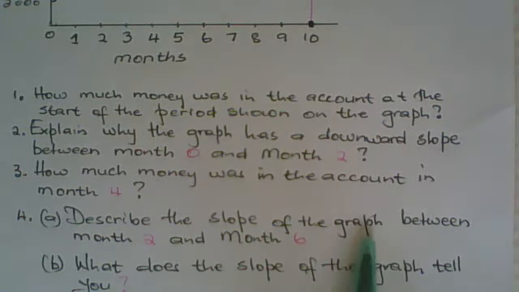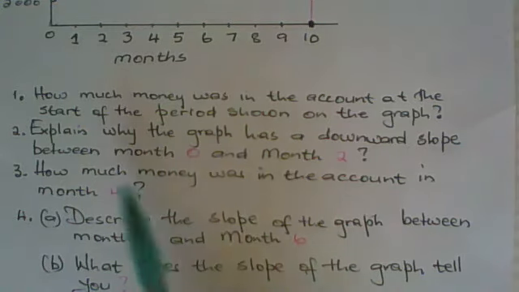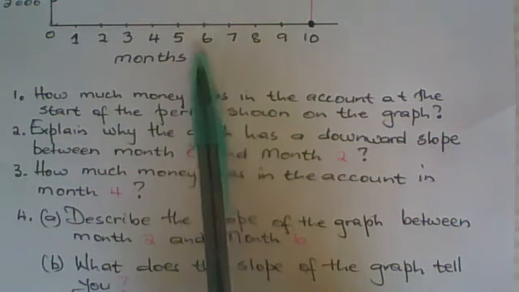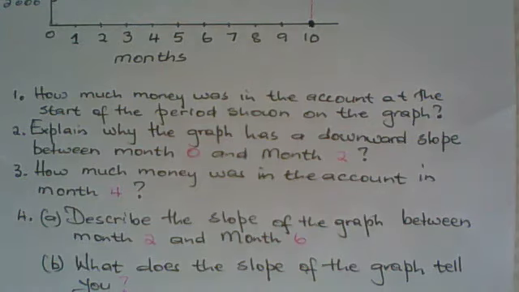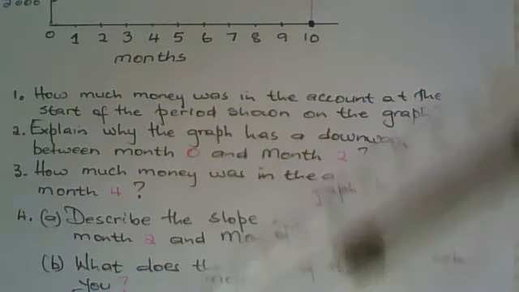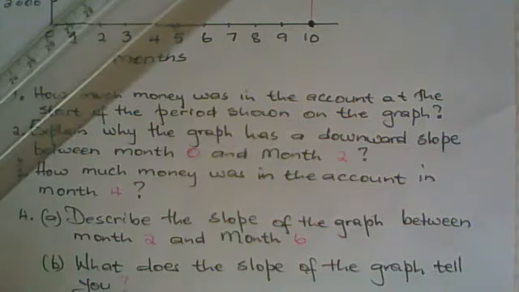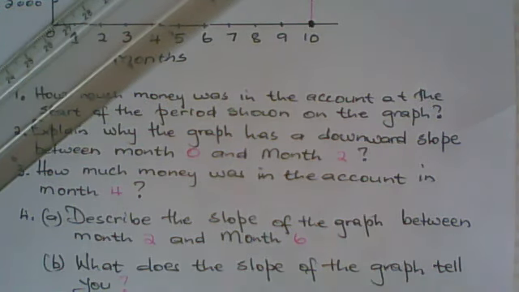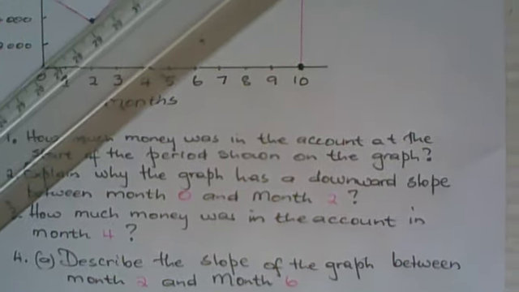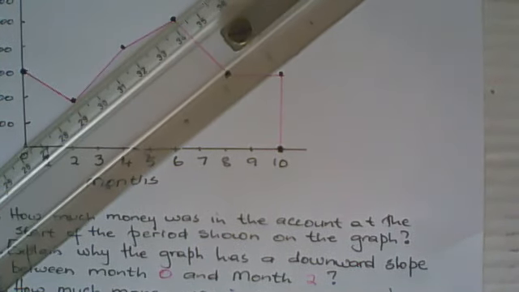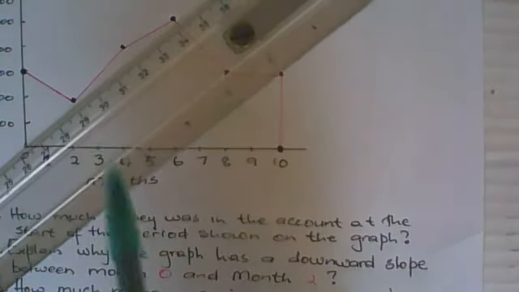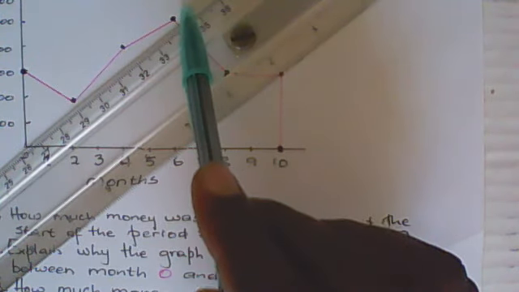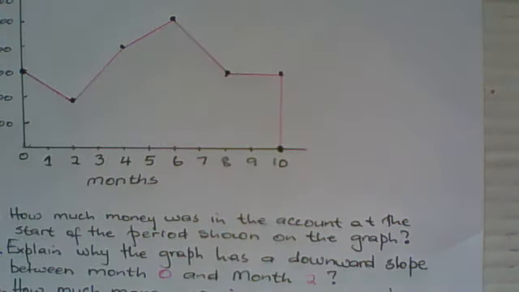Describe the slope of the graph between month 2 and 6. Month 2 and 6. Where is 6? Now, let's take the slope. Month 2 and 6. Look at that. That is an uptrend, guys. It moves from month 2 to 6. It is an uptrend, so it is a positive slope.